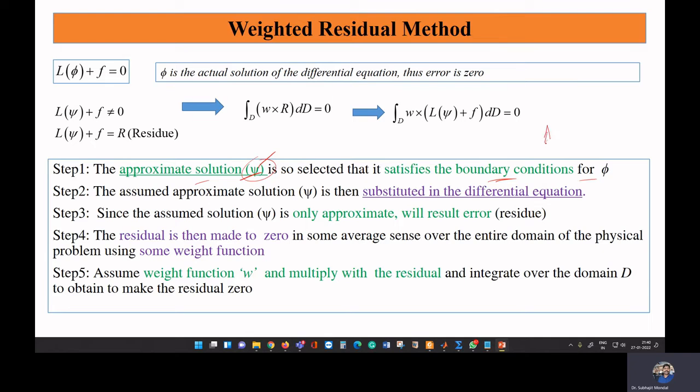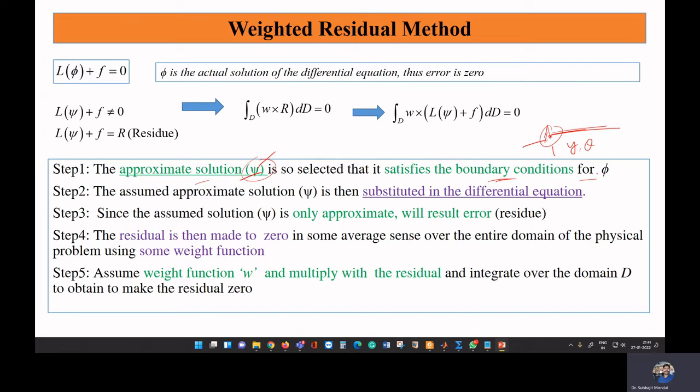For example, if you have a cantilever beam, then the actual solution satisfies that displacement will be 0 and rotation will be 0 at the fixed end. So your approximate solution or trial solution also needs to satisfy the same boundary conditions.